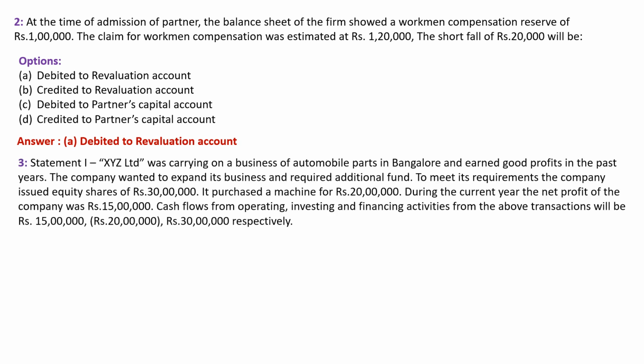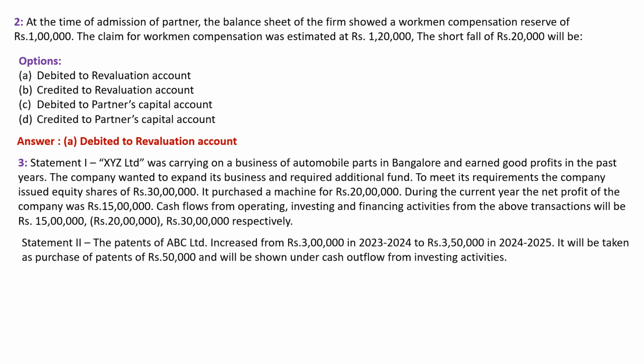Question number 3. There are two statements I'll read out. Statement 1. XYZ Limited was carrying on a business of automobile parts in Bangalore and earned good profits in the past years. The company wanted to expand its business and required additional funds. To meet its requirement, the company issued equity shares of rupees 30 lakhs. It purchased a machine for rupees 20 lakhs. During the current year, the net profit of the company was rupees 15 lakhs. Cash flows from operating, investing, and financing activities from the above transactions will be rupees 15 lakhs positive, negative 20 lakhs, positive 30 lakhs, respectively.